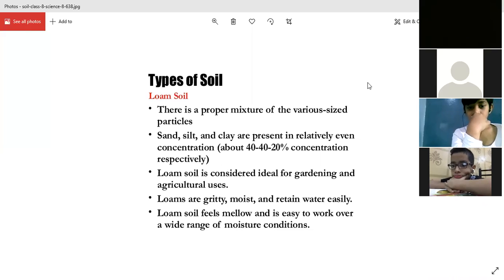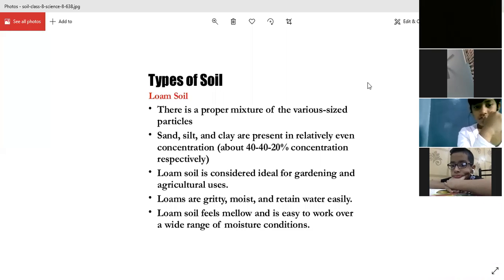For example, इसमें 40% sand soil होता है. Then it also has 40% of silt. Then it also has 20% of clay. So basically it is the combination of all the different types of soils. This is the reason that it is most efficient in soils, right? Then loam soil is considered ideal for gardening and agricultural uses. It is most efficient in gardening and agriculture. सबसे अच्छी होती है ये.